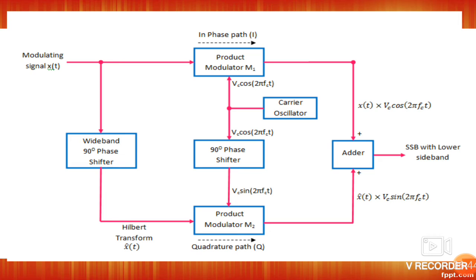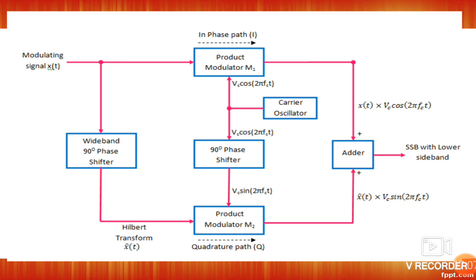here this section is divided into two: one is the upper part, and the other is called the lower part. In the upper part we have product modulator 1, and in the lower part we have product modulator 2. Both modulators require two inputs. One is the modulating signal, given directly to product modulator 1, and the carrier signal Vc cos 2 pi fct is given as the input of product modulator 1.